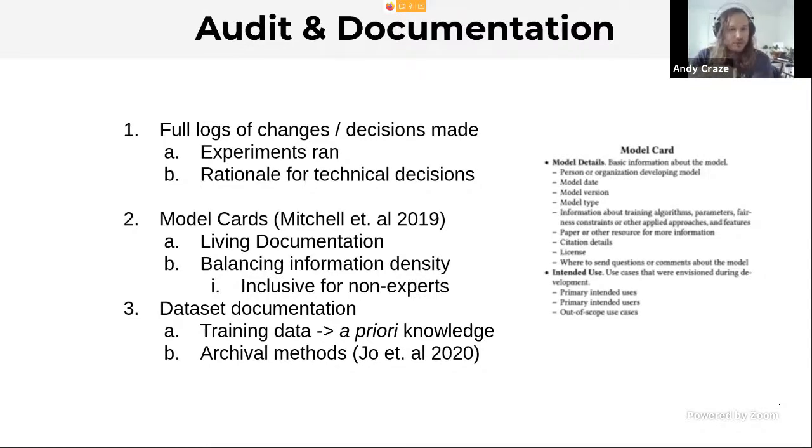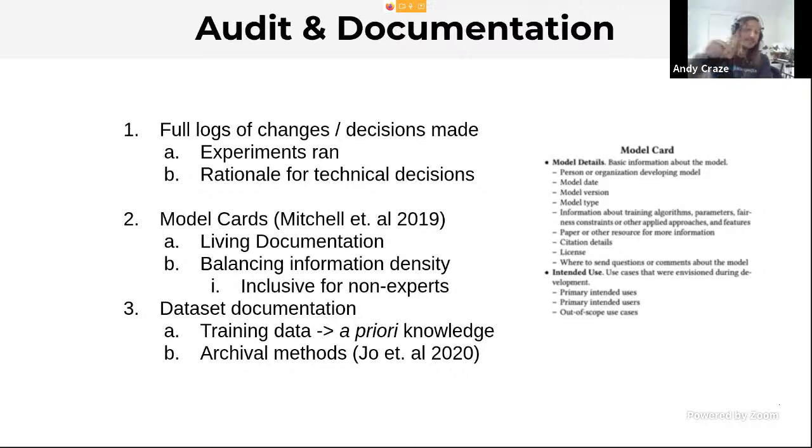Someone on the machine learning team, one of the SREs, Tobias, I believe, said that he really liked the model cards because they do a good job of balancing information density. And I think for us, that's a signal that this would create a more inclusive space for non-experts. We don't want to hit you over the head with technical jargon, but at the same time, we don't want to dumb it down to the point where you're not getting the full story. So I think model cards are a good way forward in that aspect.